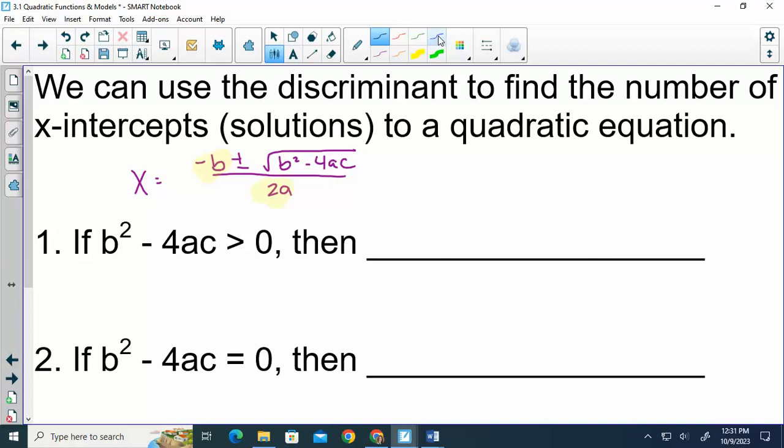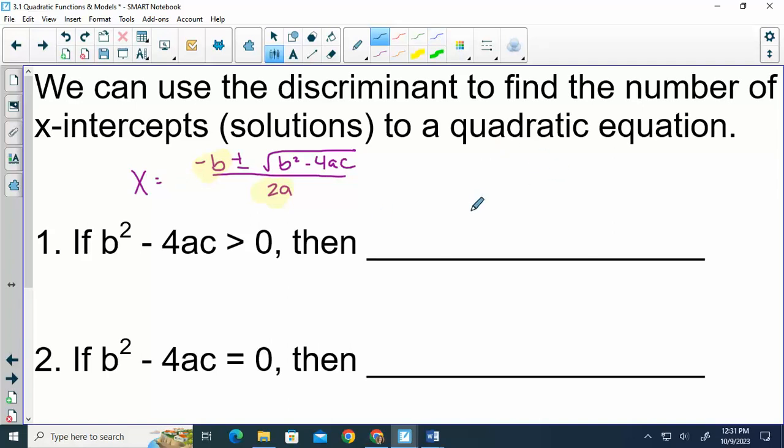When we are looking at that, it seems somewhat pointless, but it has a place. It tells us how many solutions we have to the quadratic equation, which is how many x-intercepts we would get. So we know x-intercepts are when we draw the graph, how many times does it hit the x-axis.